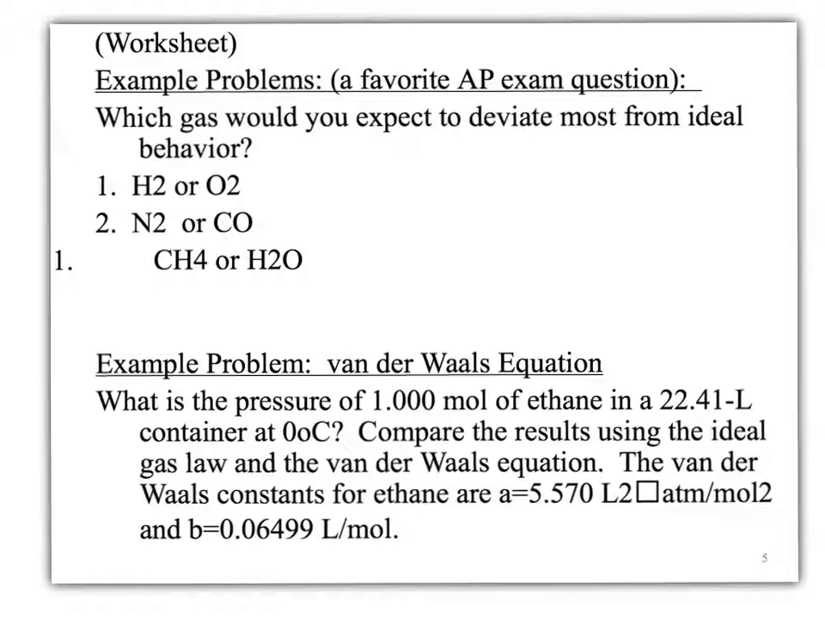Here are two example problems. The first one is just asking you which one would deviate more from the ideal gas behavior. So you're going to take a look at probably their molecular mass and maybe some other things. If you need the van der Waals constants, you can look at the chart in the book. But for example two, the van der Waals constants are given to you. I think at the bottom, a is supposed to be 5.570 liters squared times atm over moles squared, and then b is 0.06499 liters per mole. Again, sometimes in the translation of these from one format to the other, we lose some of those symbols.